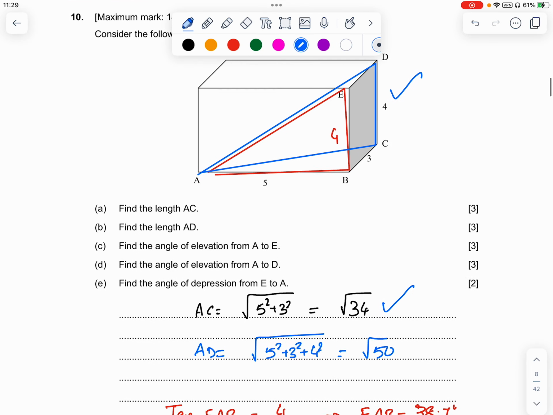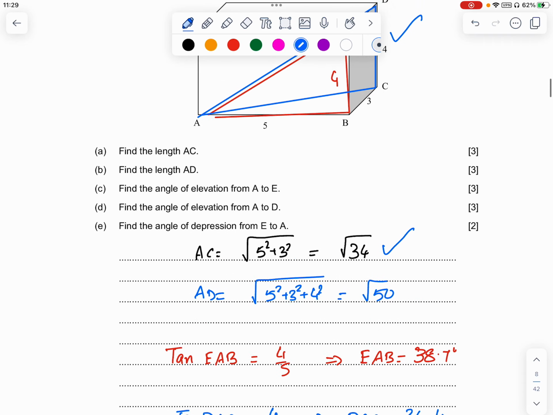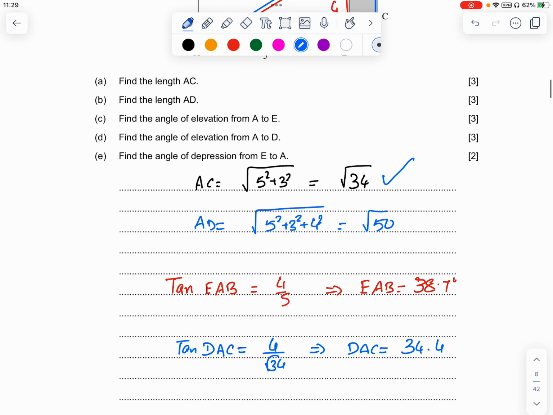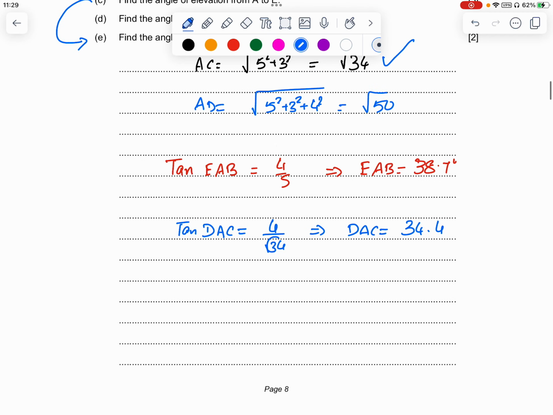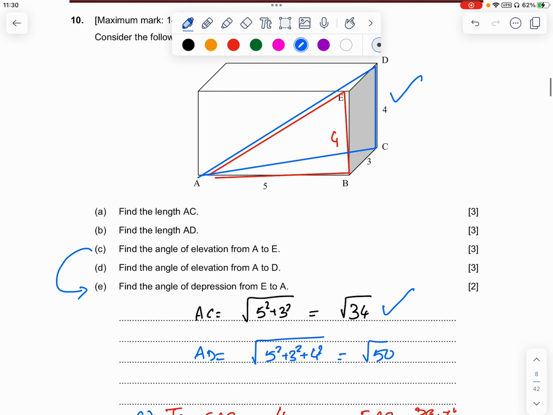Then angle of depression from E to A. The angle of elevation from A to E will be the same as the angle of depression from E to A. So it's going to be the same 38.7 degrees. This is part C, part D, and part E. Basically, angle of depression means this angle, this green color angle. It will be the same as this angle because they are parallel lines, alternate angles will be the same.